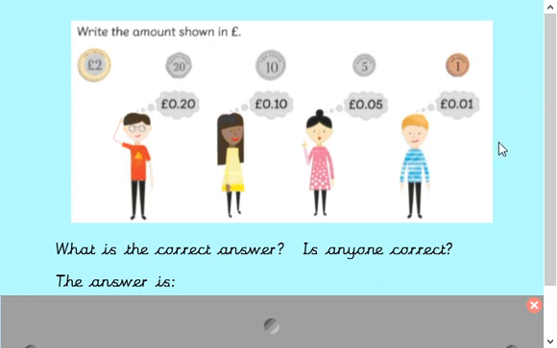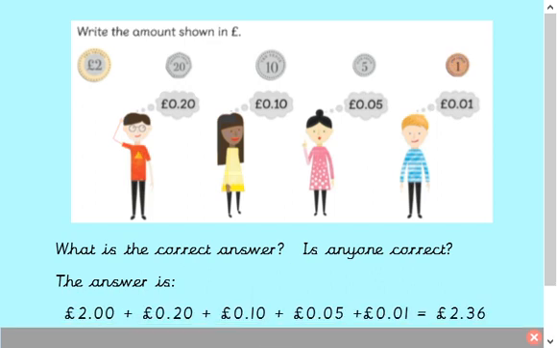Okay, the first thing we need to do here is look at the amount of money that we have. We have at the top here £2, 20, 30, 35, 36. So we actually have £2.36. You can see that I've written this at the bottom here using the correct method of showing pounds and pence. So we have £2, 20, 30, 35, 36. In this case, none of the children got the answer correct.